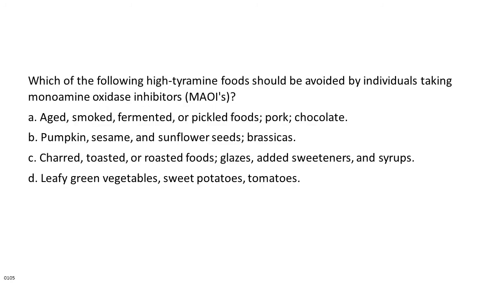Which of the following high tyramine foods should be avoided by individuals taking monoamine oxidase inhibitors, MAOIs? A. Aged, smoked, fermented, or pickled foods, pork, chocolate. B. Pumpkin, sesame, and sunflower seeds, brassicas. C. Charred, toasted, or roasted foods, glazes, added sweeteners, and syrups. D. Leafy green vegetables, sweet potatoes, tomatoes.